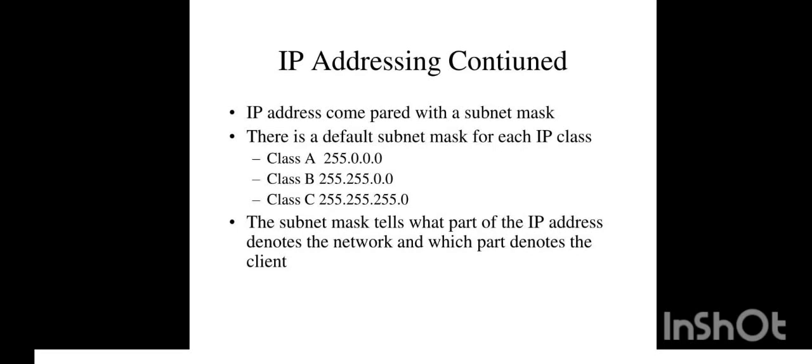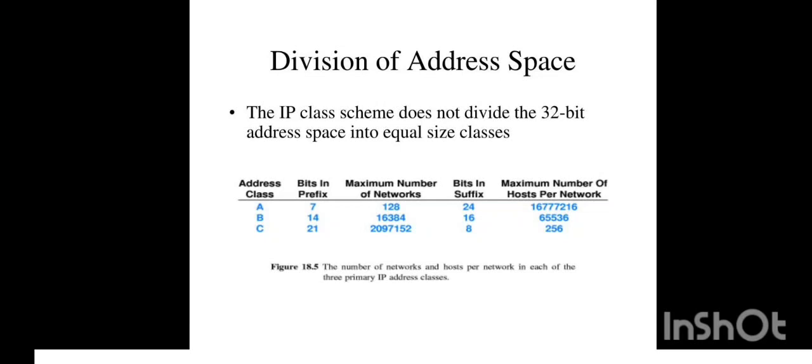First of all, what is a subnet? Subnet means dividing the host address into a subnet ID. That is a subnet mask. There is a default subnet mask for each IP. Class A, for example, is 255.0.0.0, and like that for B and C. The subnet mask can tell which part of the IP address denotes the network and which part denotes the client. So the division is shown here.